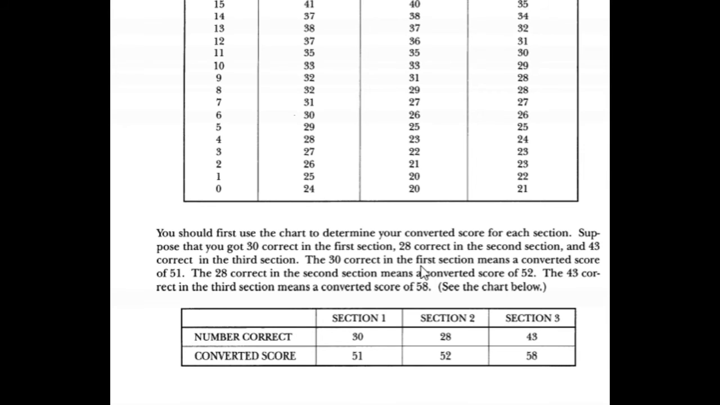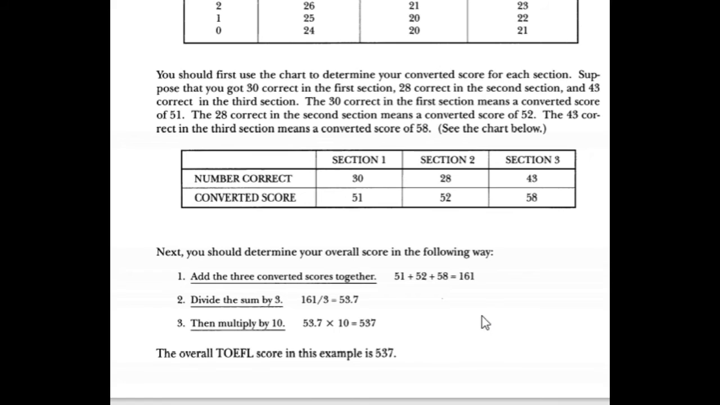The 30 correct in the first section means a converted score of 51. Then the 28 correct in the second section means a converted score of 52. And then the 43 correct in the third section means a converted score of 58. So this is the equivalent, the conversion. Here are the numbers of correct ones: 30, 28, and 43. The converted scores are 51 for the first section, 52 for the second section, and 58 for the last one. So this is the operation that you need to do.